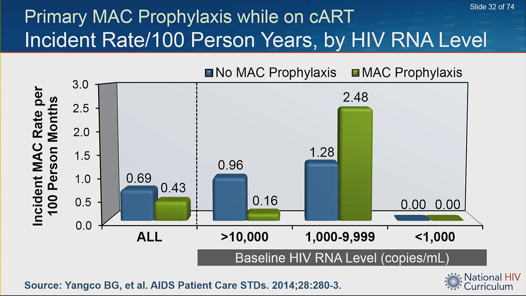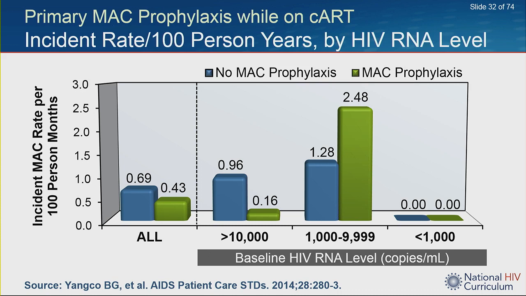If their viral load was greater than 10,000 at the time they enrolled them in this, yeah, there was a higher rate in the individuals that didn't receive MAC prophylaxis. But if their viral load was already down to the 1,000 to 10,000 range, essentially the group that got the MAC prophylaxis even had a higher rate. And then more importantly, if you look at the incidence in those individuals that had a viral load less than 1,000, essentially it was zero.